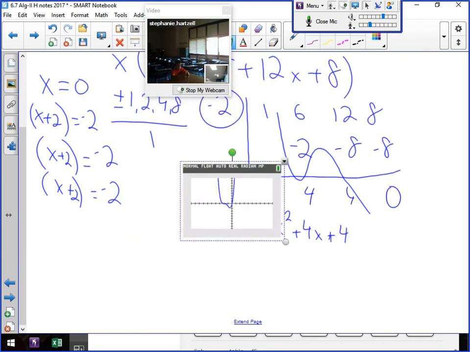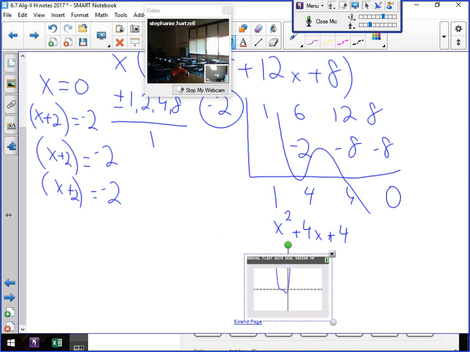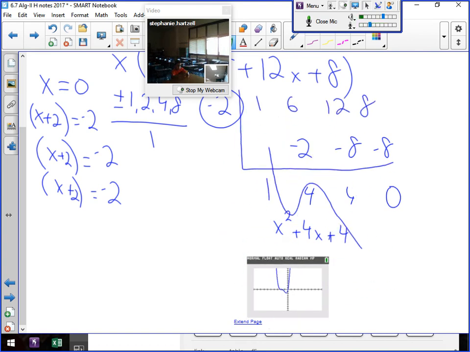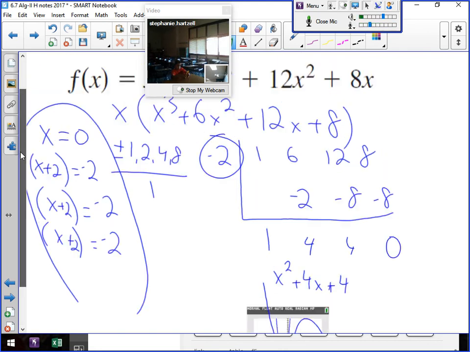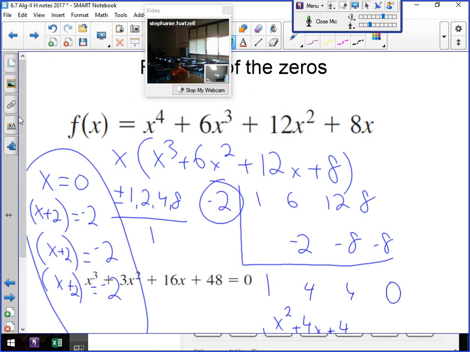But that's what we're doing. So there you go. There's a 4th degree polynomial and had how many zeros? Convenient, isn't it? It had 4 zeros, even though one of them had multiplicity of 3.